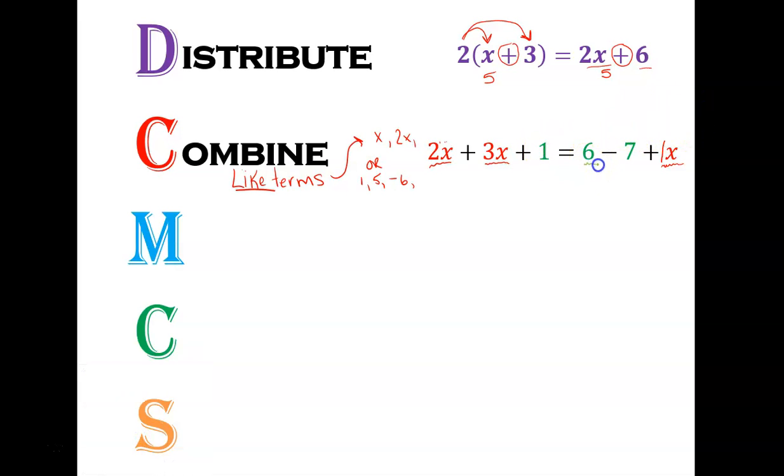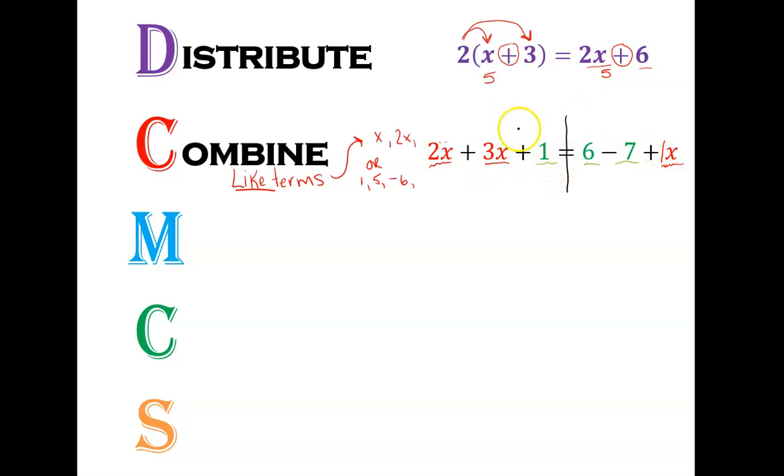I've got a 6, I've got a -7, and I've got a 1. They are like terms. So when we say combine like terms, what we want is to go into the equation, and every equation has two sides. There's the side on the left, the expression on the left, and there's the side on the right, or the expression on the right. When we combine like terms, we want to stay on each side individually.